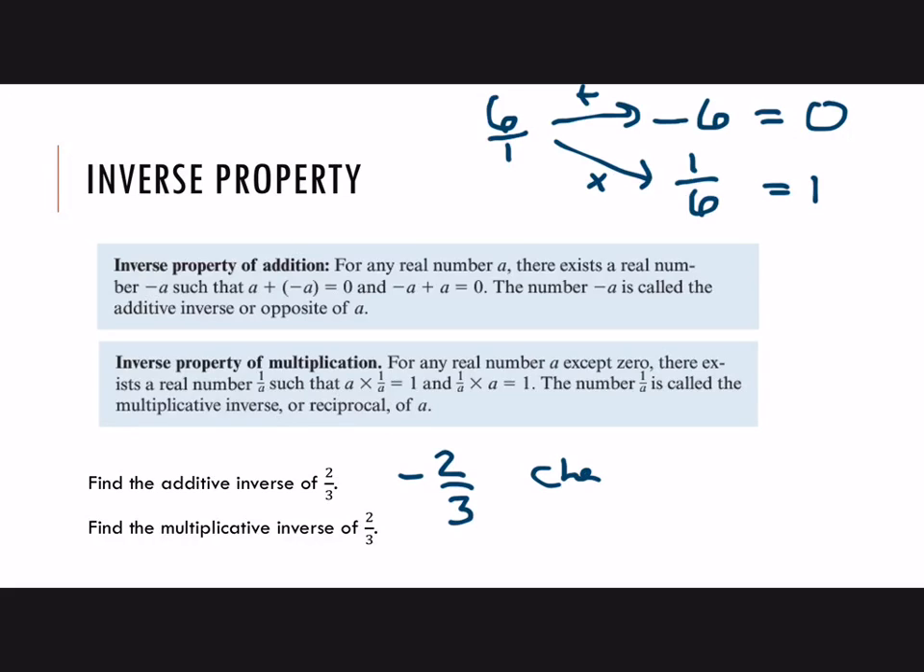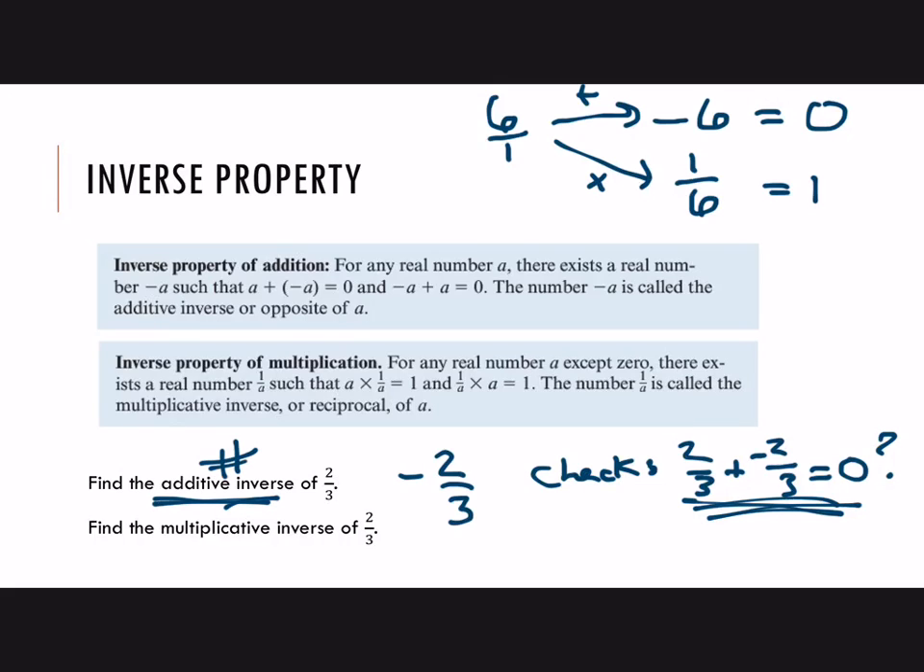Okay, and as a check, does 2/3 plus -2/3 equal 0? Yes, it does. Right. Now, when you are asked to find the additive inverse, make sure you don't write this whole equation. The additive inverse is a number, not an equation. So the additive inverse is just this, -2/3.